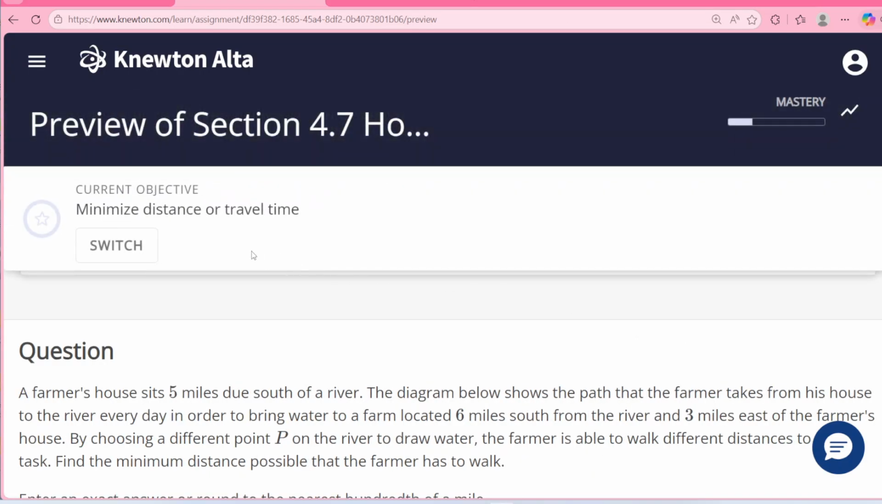All right, so now we're working with minimizing distance or travel time.